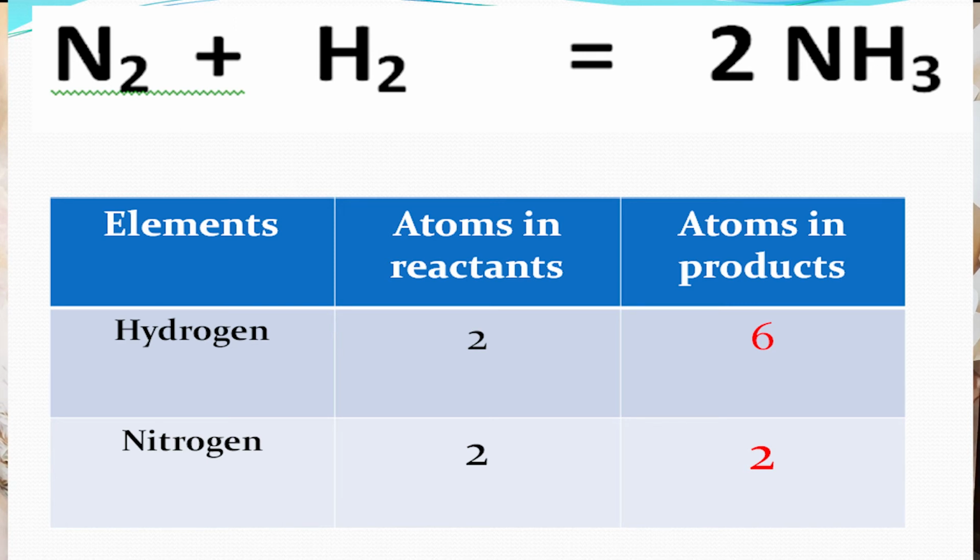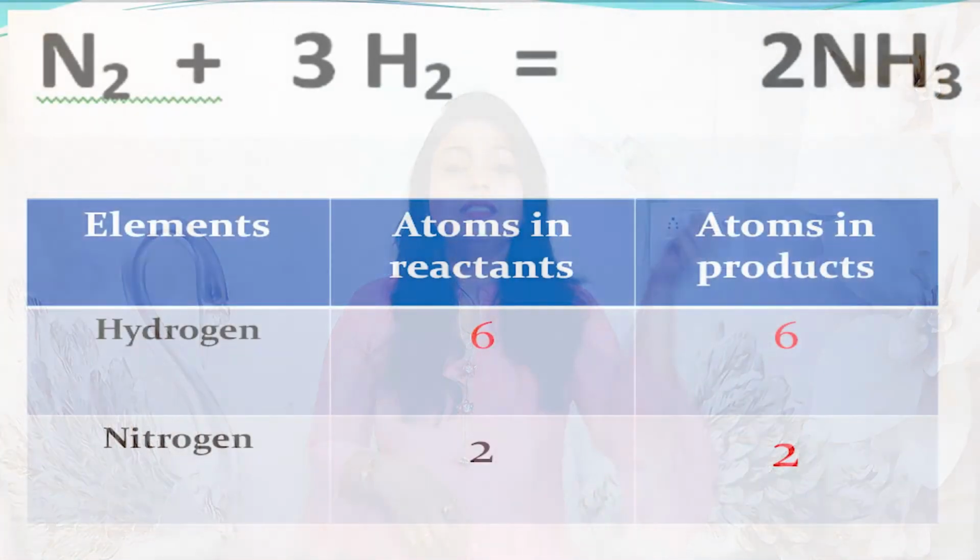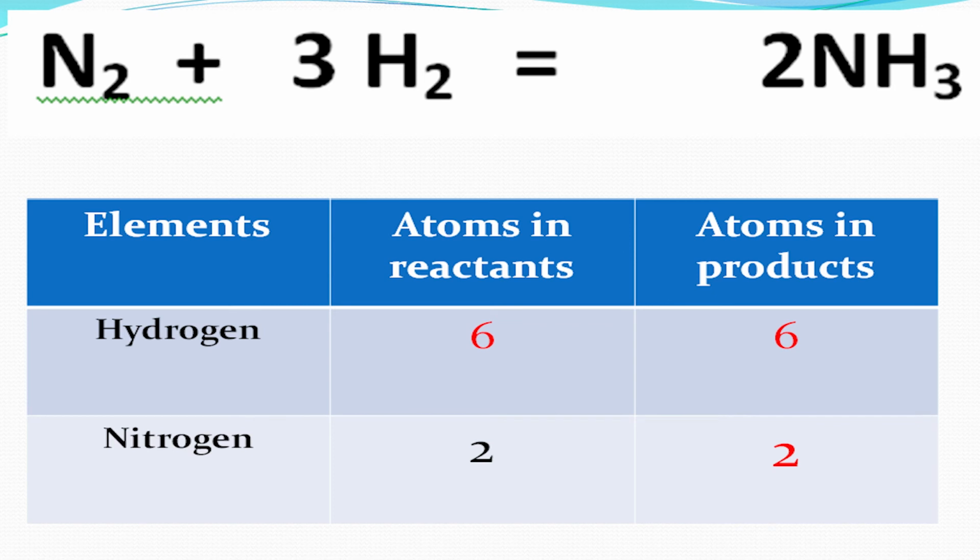So nitrogen is balanced, but now hydrogen is not balanced. Hydrogen is 6 on the RHS. So multiply hydrogen on the LHS with 3. So 3 into 2 is 6, and there also it is 2 into 3, 6. So the LHS and RHS, now you can see in your table, are completely balanced. The number of atoms in the reactants and the number of atoms in the product side are completely balanced.